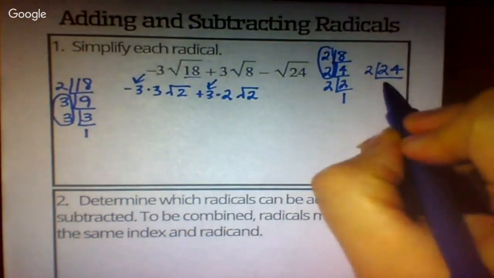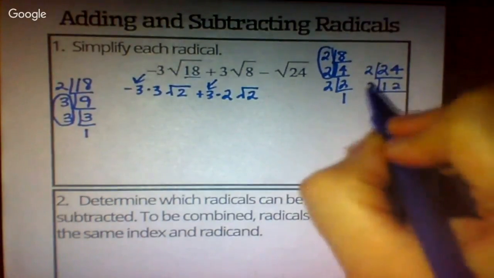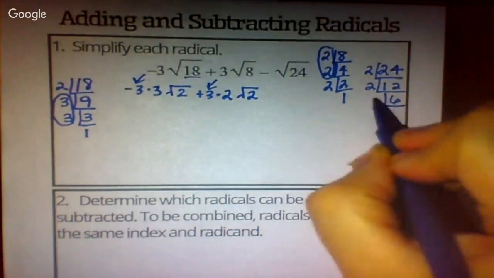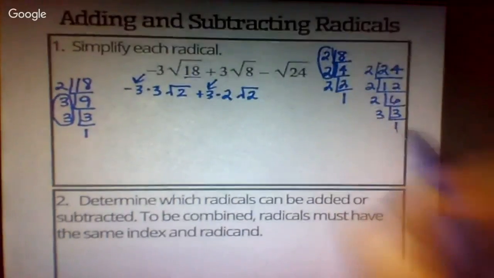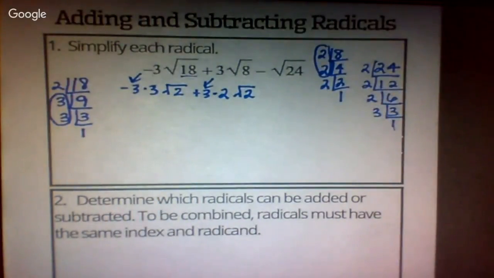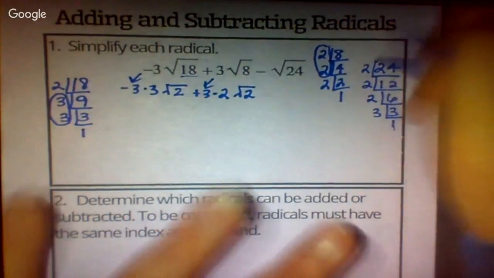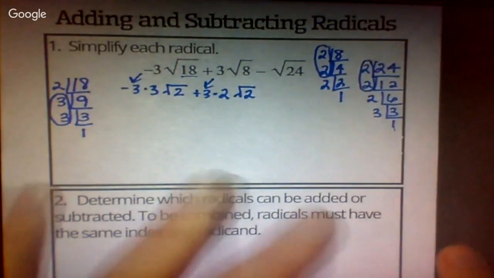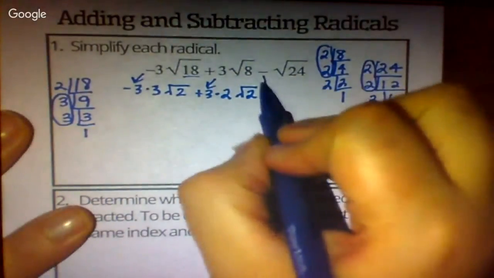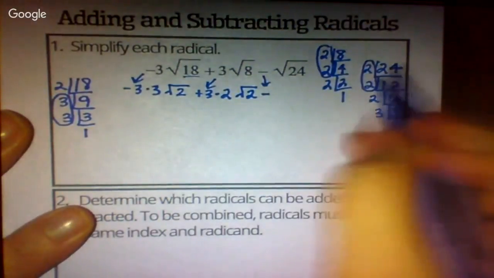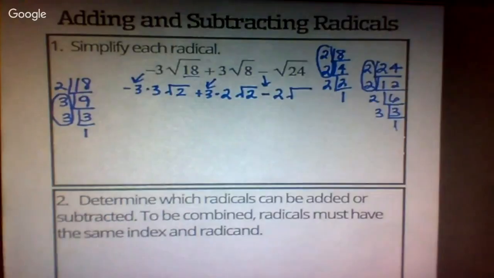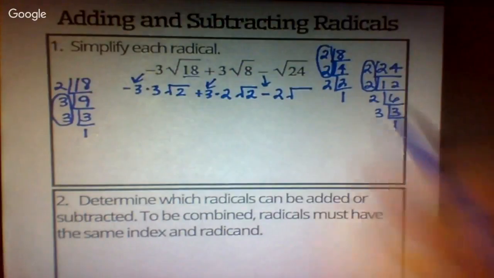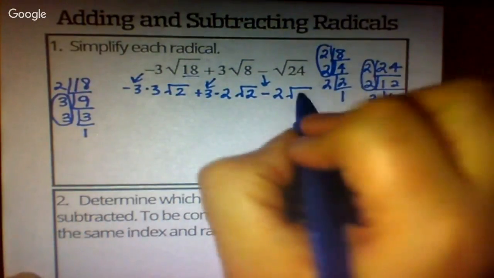Okay. 2 and 12. 2 and 2 and 3 and 3 and 1. What am I grouping this time? 2s. Okay. So I'm going to group in 2s. I need to bring down my negative. I grouped one set of 2s so I can pull out a 2. And then back underneath the square root goes a what this time? 6. I have a 2 and a 3 left over. 2 times 3 gives me 6.